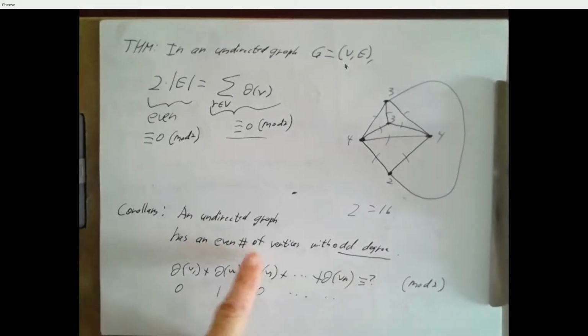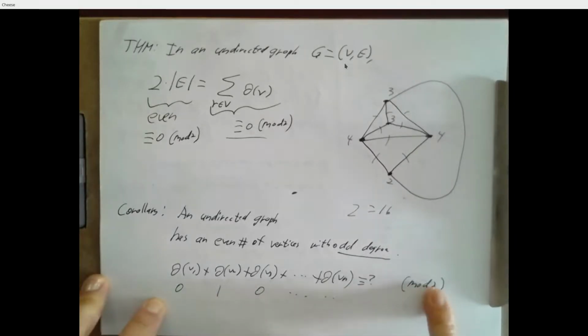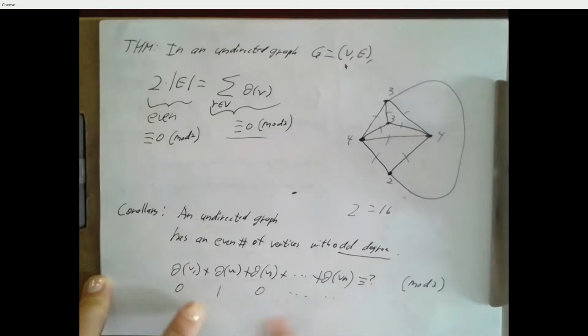But if I had an odd number of vertices with odd degree, I would have an odd number of 1s added to a bunch of 0s. Well, if I add up an odd number of 1s, do I get an even or an odd? You get an odd, right? 7 1s, 5 1s, 3 1s, 101 1s. So the only way this sum can come out to be an even number, to come out to 0 mod 2, is if the number of odd vertices is even.